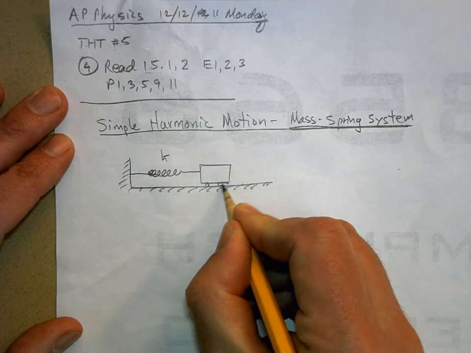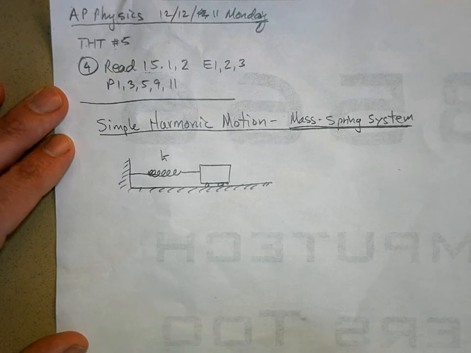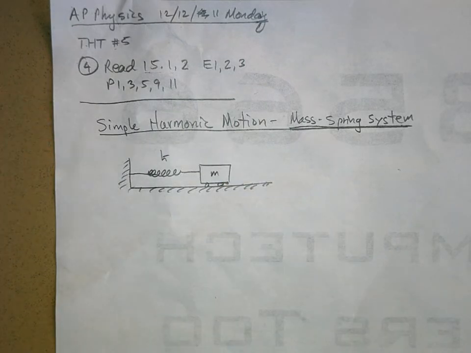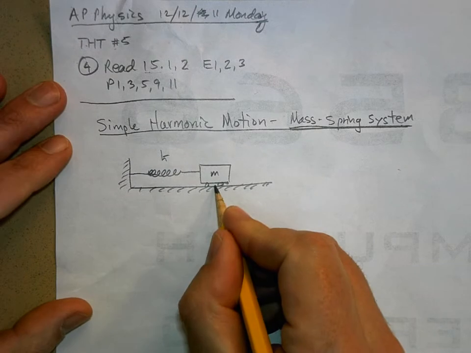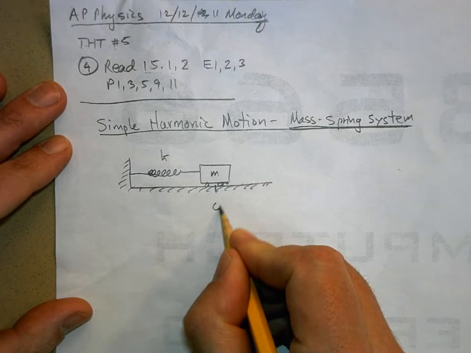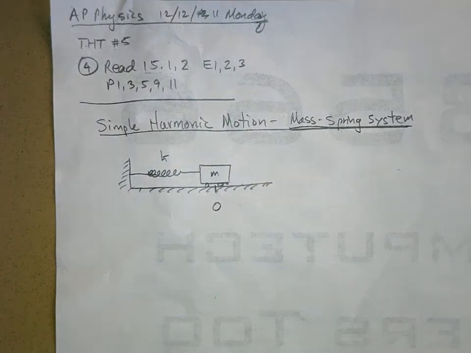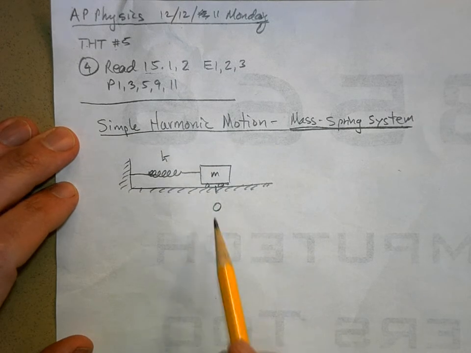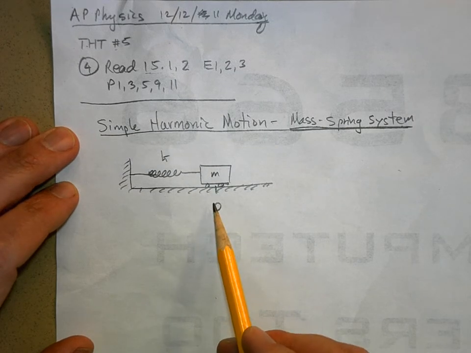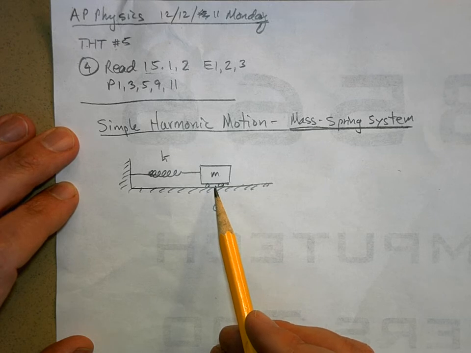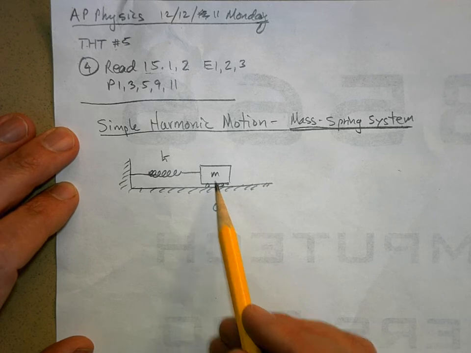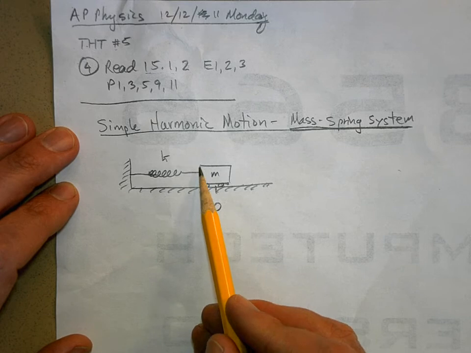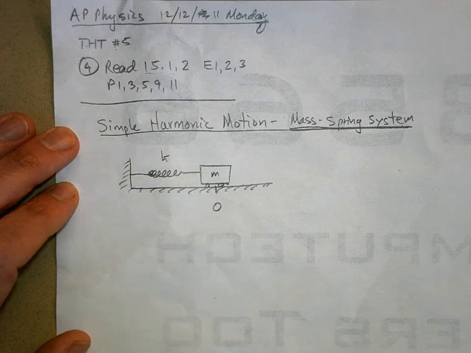Let's put it on wheels just to really emphasize that there's no friction here and it has a certain mass. Now, let's say I've drawn it right here is 0. And what this means is that when the little mass on wheels with our spring is at this location, there's no net force on it. That is, the spring is neither stretched nor compressed. It's not applying any force to the mass at all.